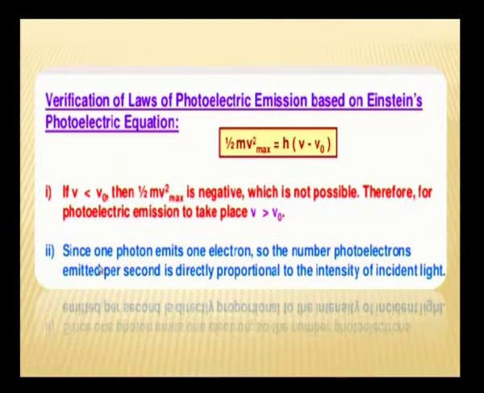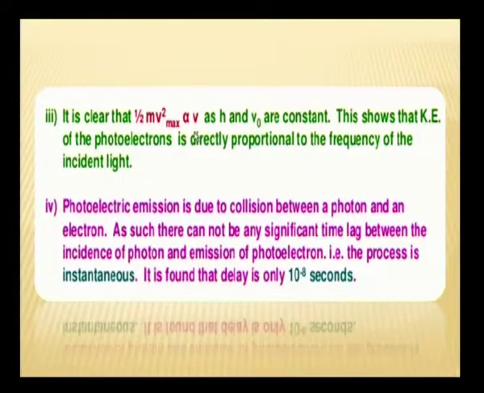Since one photon emits one electron, the number of photoelectrons emitted per second is directly proportional to the intensity of light. As I told you, if more photons are incident, there will be more electrons. The number of photoelectrons coming out depends upon the number of photons incident on the metal plate, or in other words, the intensity of light. The intensity of light is nothing but the number of photons.